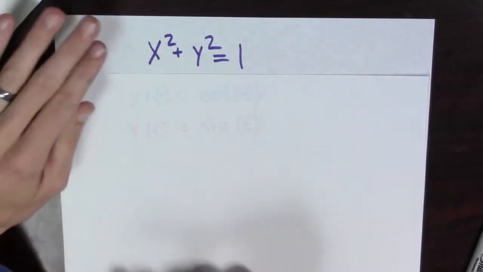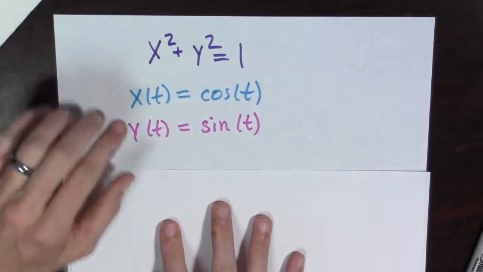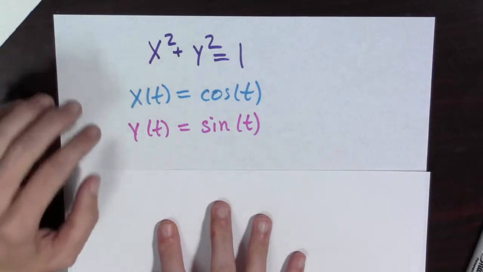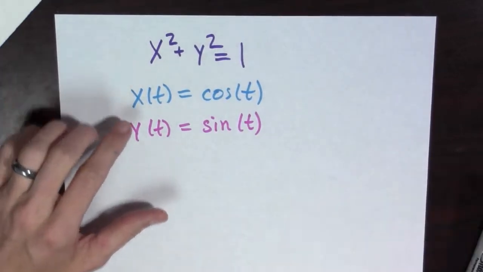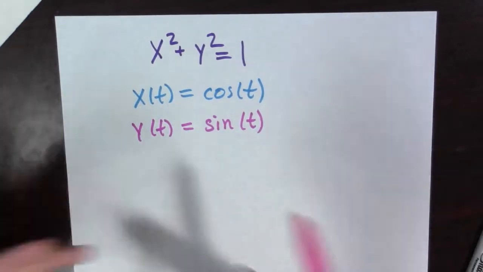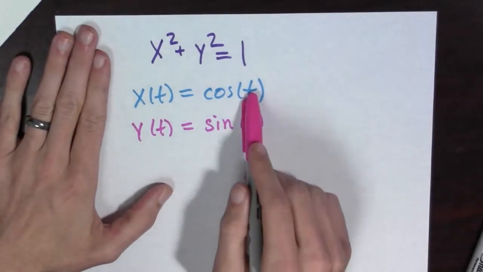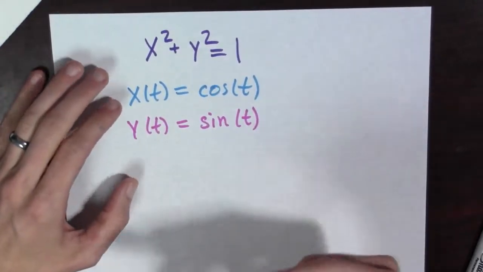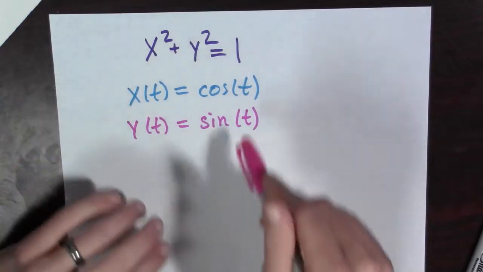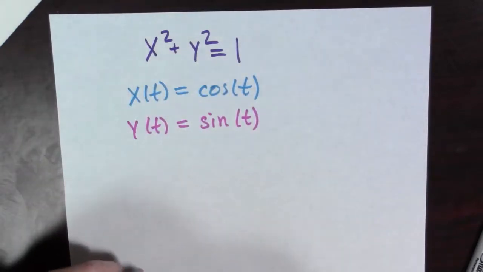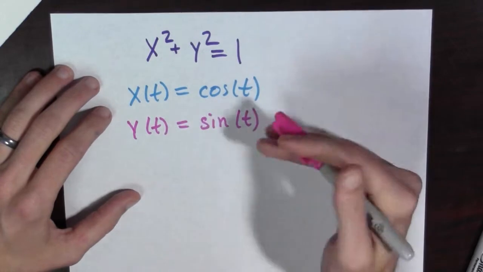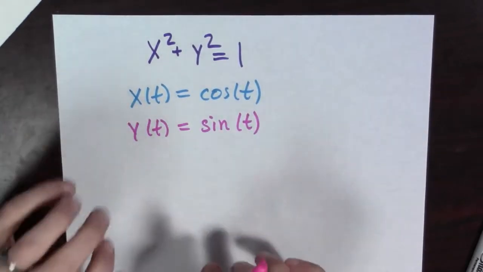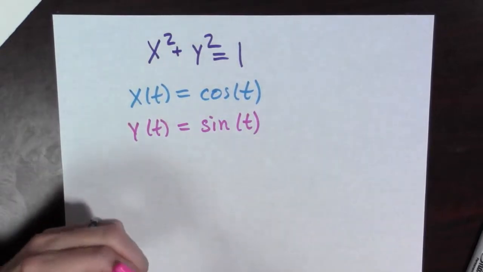So what are sine and cosine? They're a way of obtaining solutions to this equation. Think about this. If I hand you any value of t, I don't care what it is, cosine t plugged in for x and sine t plugged in for y is going to satisfy this equation. It's going to satisfy this algebraic curve. These are, given t's, the solutions to this equation. It's a slightly different way of thinking about cosine and sine.